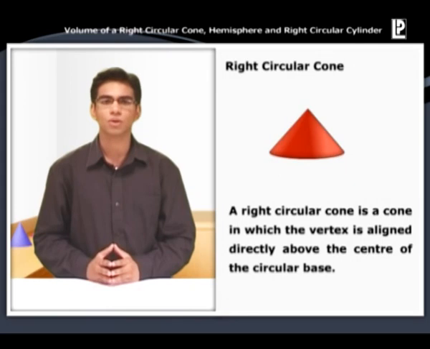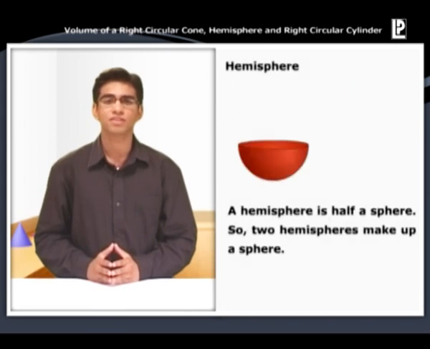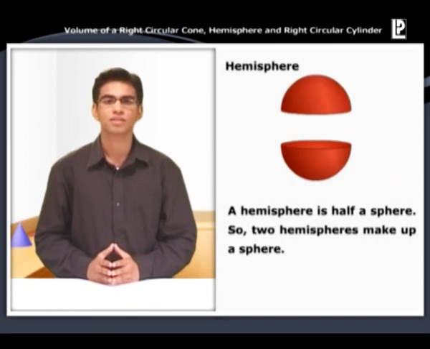A right circular cone is a cone in which the vertex is aligned directly above the center of the circular base. A right circular cylinder has two congruent circular bases perpendicular to the lateral base. A hemisphere is half a sphere, so two hemispheres make up a sphere.